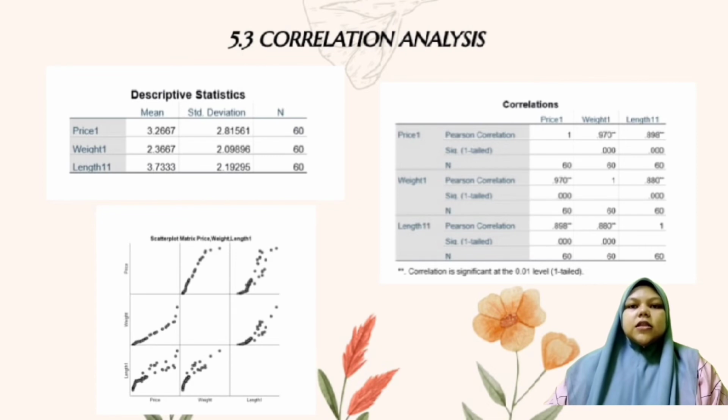5.3 Correlation analysis. Based on the descriptive statistics table, the value of n for all categories like price, week, and range 1 is 60. The standard deviation for price is 2.82, week is 2.099, and range 1 is 2.19. The mean for price is 3.67, and the same for week, while the mean for range is 3.733. The R value between price and week is 0.970, and the R value for price and range is 0.898.